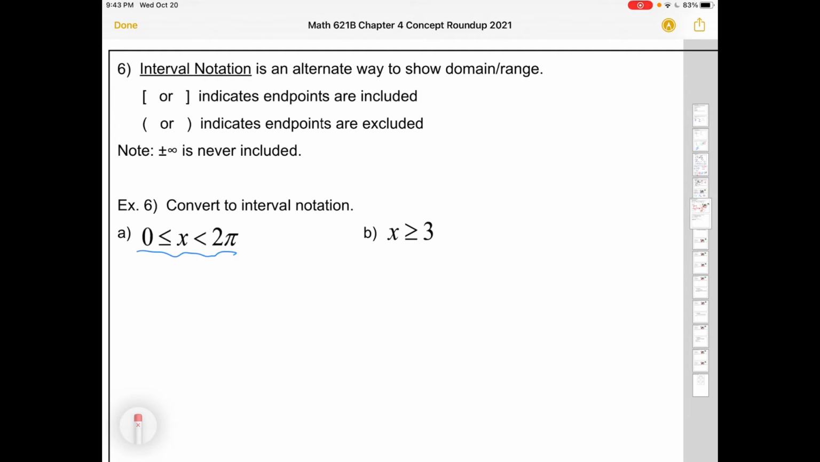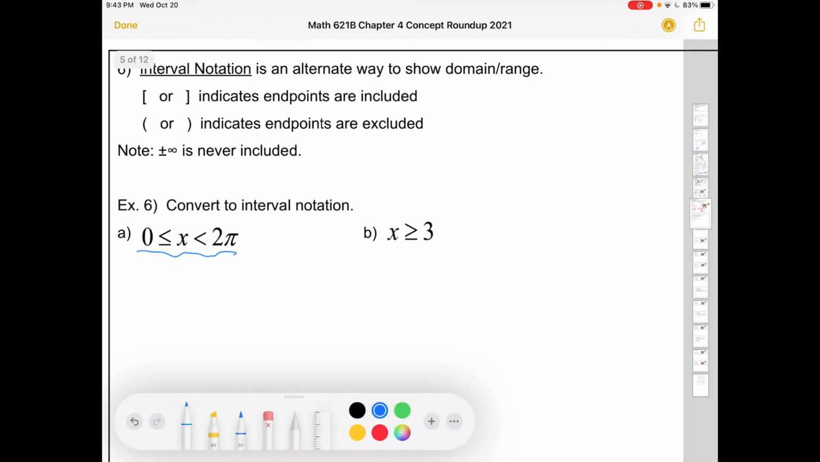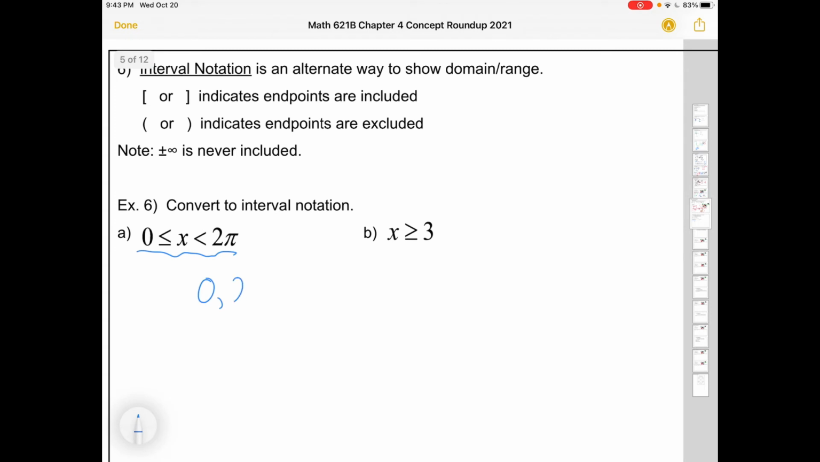So interval notation is a way of showing domain or range where you just show the starting point and the ending point. So if I wanted to talk about this domain right here, it goes from 0 to 2 pi. Okay? And the 0 is included, so it gets a square bracket. The 2 pi is excluded, so it gets a round bracket. This is something that's done a little differently around the world, but in North America, this is the convention. The problem with this notation is that you might mistake it for a point.